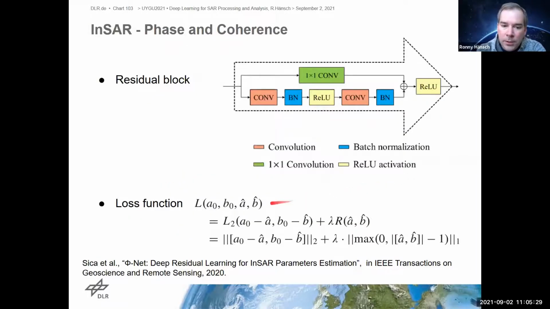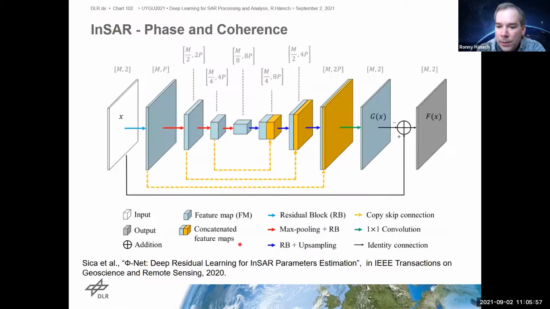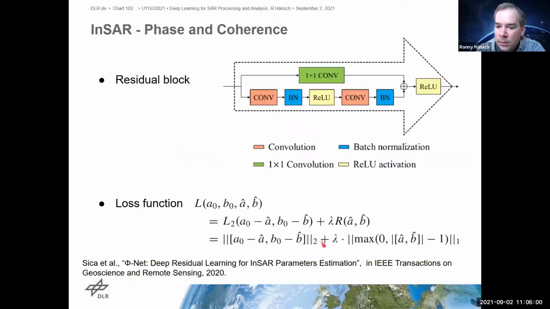The loss function is really just comparing the estimated A and B values with the noise-free ones. So the question is, of course, how we get the noise-free ones. We will see this in a minute, but otherwise it's just the L2 norm between those two things. The other part of this loss function is just to make sure that the estimates are in the right range of the interferogram. The interferogram is normalized by the amplitude, so those two things are between 0 and 1, and this is used as prior knowledge as a regularization term here.